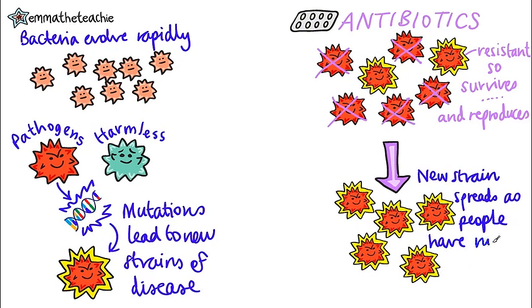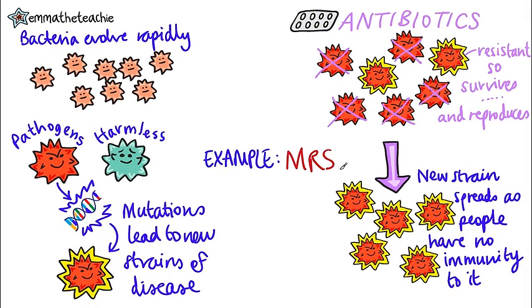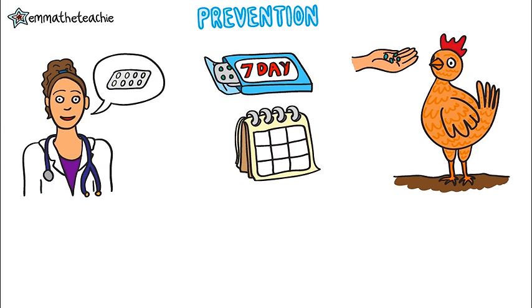This is because people have no immunity to it. It's a brand new disease. There is no effective treatment for these resistant pathogens. MRSA is an example of a resistant bacteria that you need to know about. The MR means methicillin resistant, which is the type of antibiotic it's resistant to, and this superbug can commonly be found in hospitals. It's really important that we prevent the rise of antibiotic-resistant bacteria, or we may live in a world where we cannot treat infections.